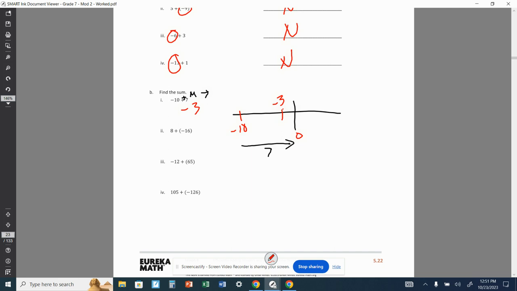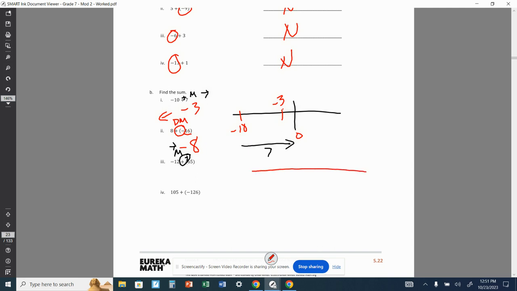8 and negative 16, again, these don't match. So moving to the left, starting with 8, right? And 16, the difference between that is 8. Since the negative 16 is the bigger number, right? It's going to be negative 8. 12 and 65, this is a positive 65, so plus a positive, which means they match, which means we're going this way. Sorry, negative 12.